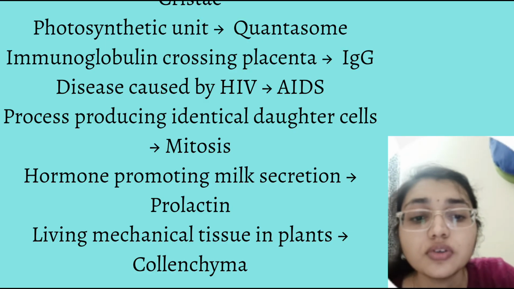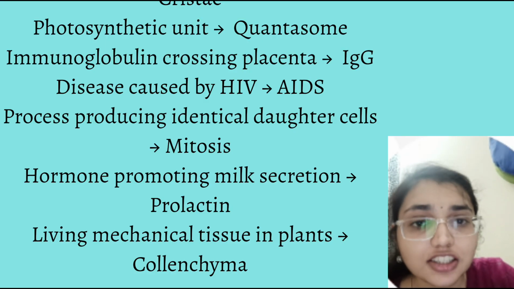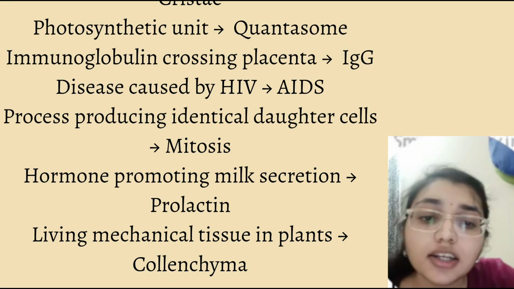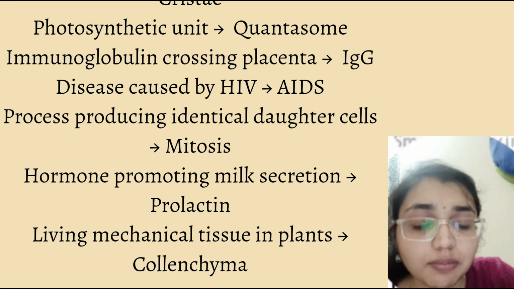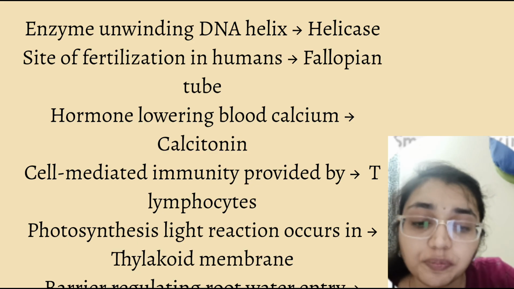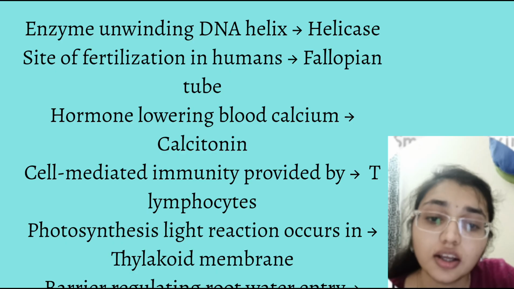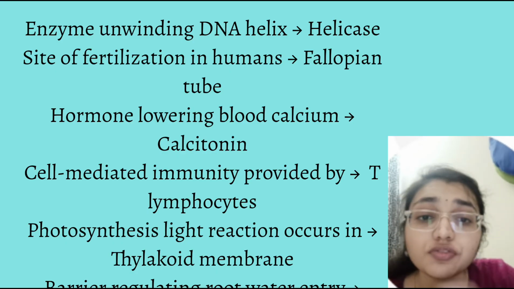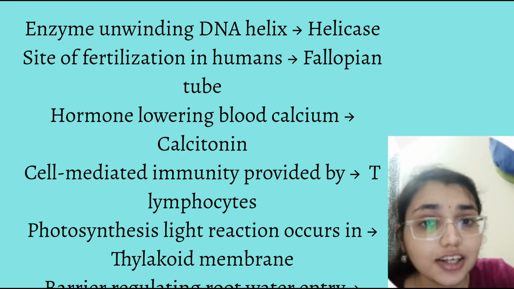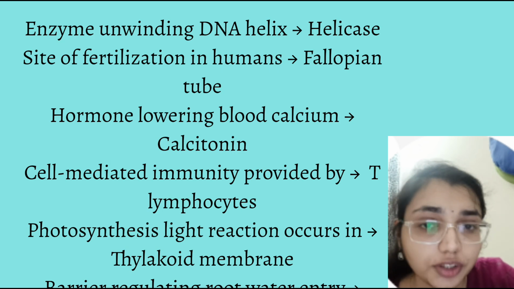The process producing identical daughter cells is mitosis, and the hormone promoting milk secretion is prolactin. Living mechanical tissue in the plant is collenchyma, and the structure controlling the stomatal opening, that is the guard cell, and the enzyme that unwinds the DNA helix is helicase. The site of fertilization in human is fallopian tube. Hormone lowering blood calcium is calcitonin.